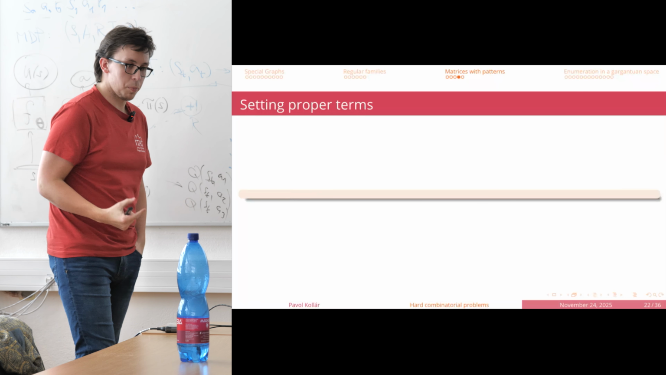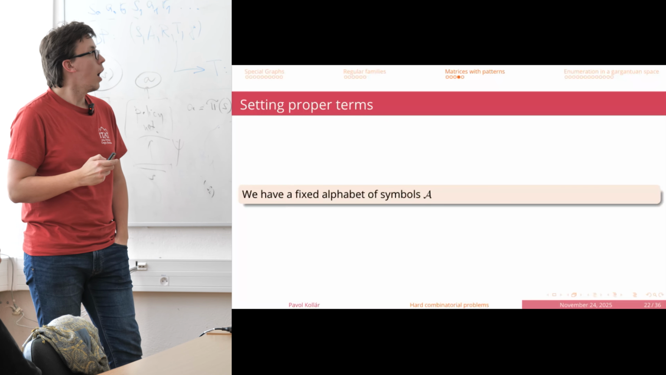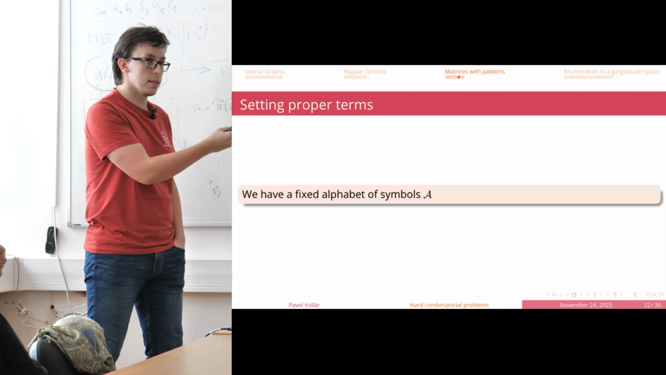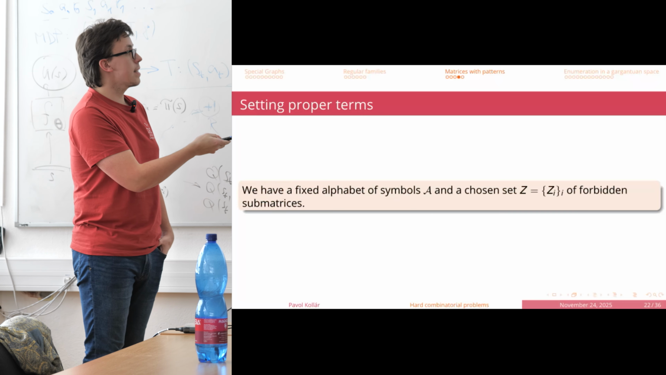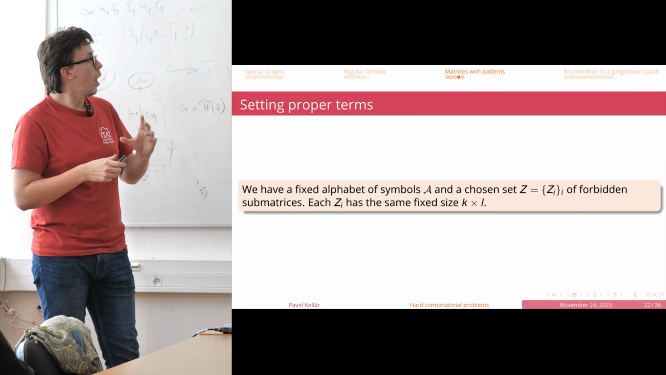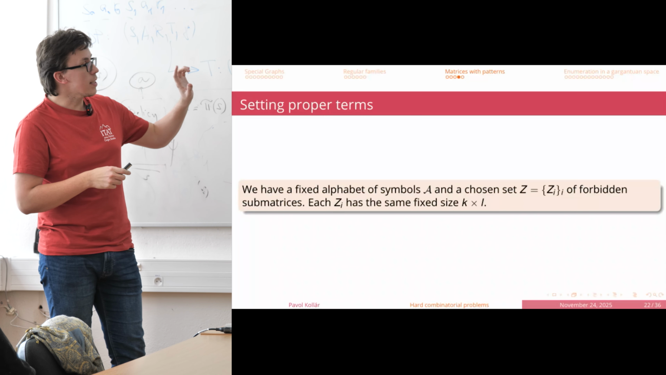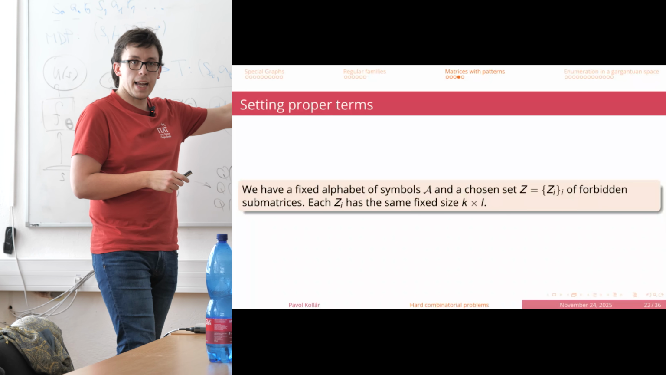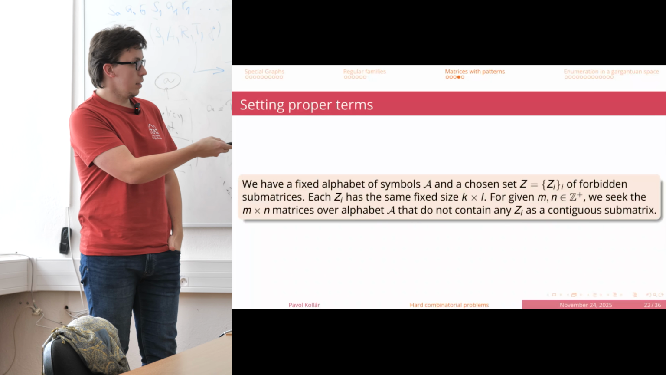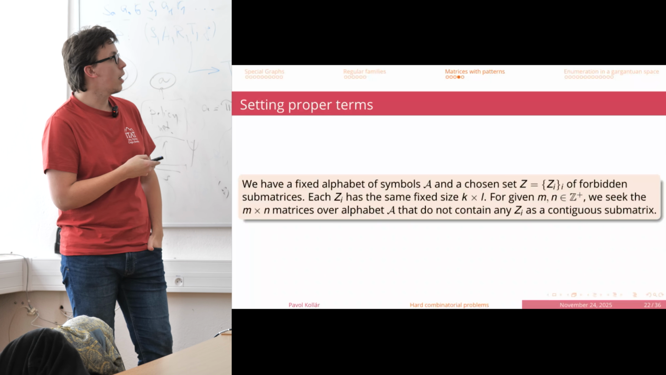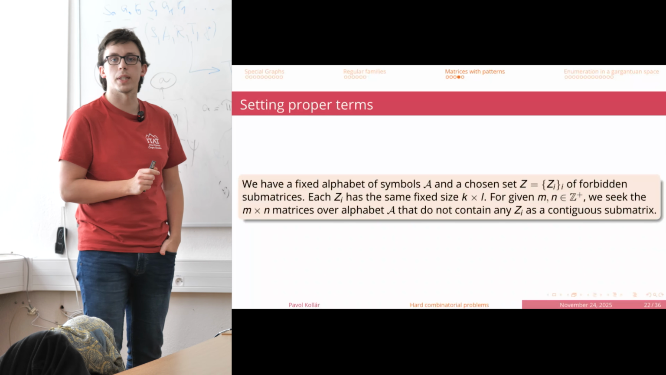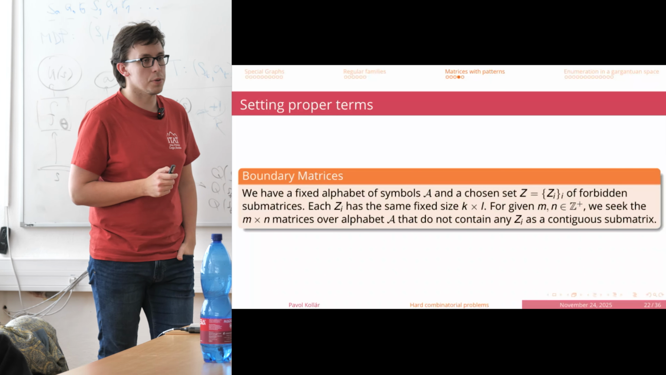So let's do a proper definition now that we've seen some examples. Namely that we have a fixed alphabet of symbols, A. Up until now it was just zeros and ones. And we choose a set, the Z, of forbidden submatrices that mustn't appear anywhere. The only thing that we insist on is that each of them has the same size, K times L, which can also be varied. And for given positive integers, M, N, we want the matrices of that particular size that do not contain anything that's forbidden. This is what we call a boundary matrix.